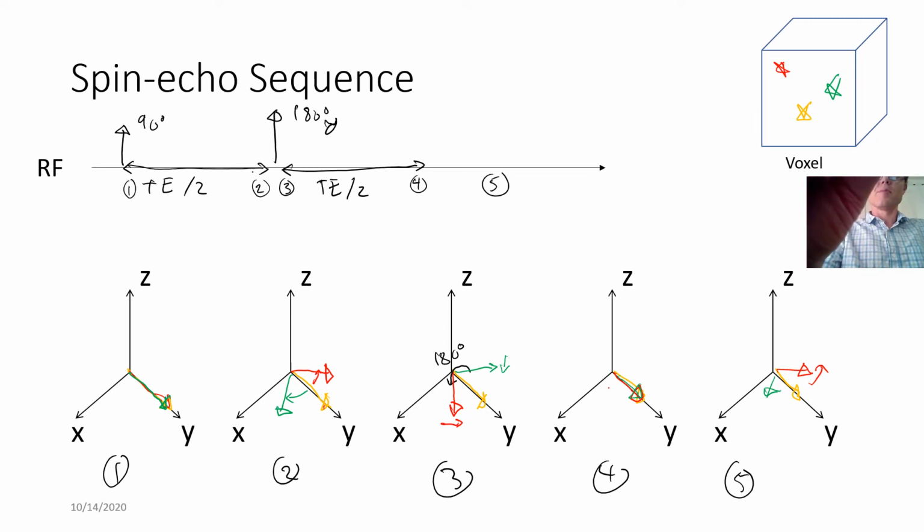And it basically gets flipped 180 degrees also around the y-axis here. This is where this sort of pancake flip of the net magnetizations is happening. And time 4 here, this is our spin echo.